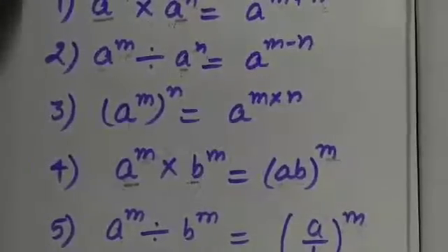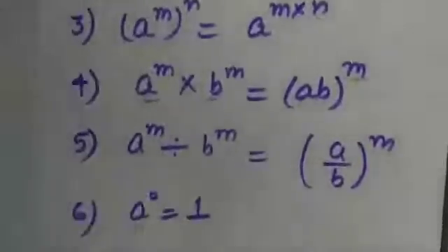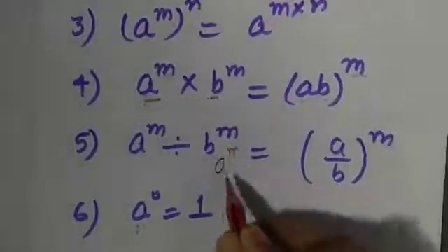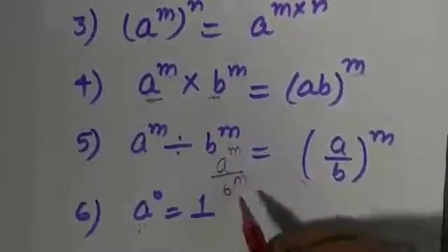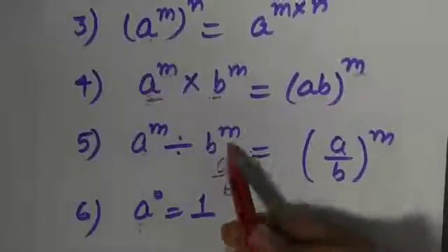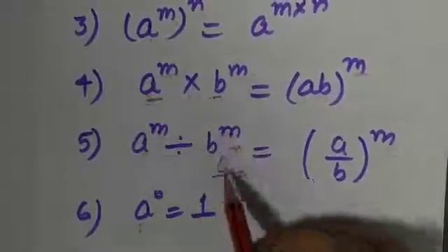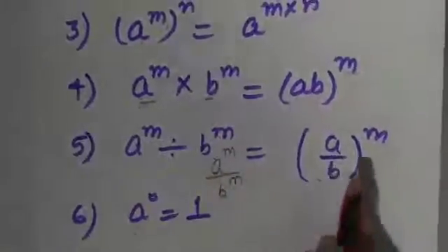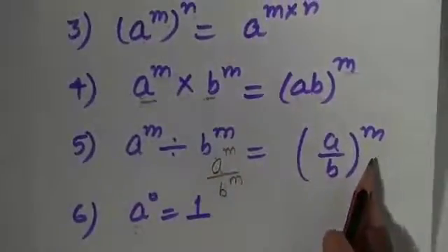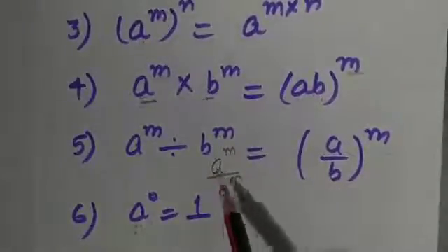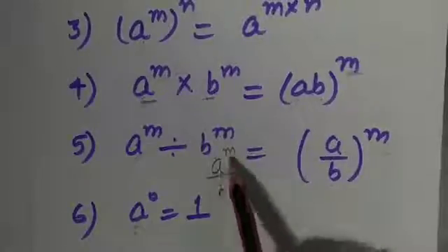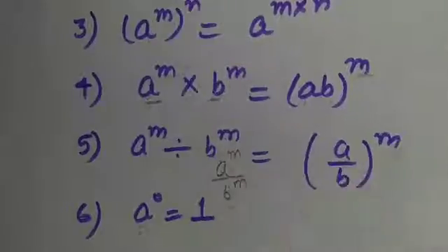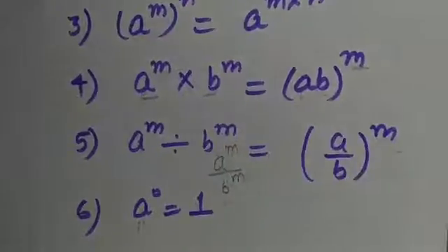The fifth one is a raised to the power m divided by b raised to the power m, or this can be written as a^m over b^m. It means same power but different bases and we are dividing them. So this can be written as (a by b) whole raised to the power m. If you are dividing two exponential numbers having different bases and the same power, then this can be written as (a/b)^m.